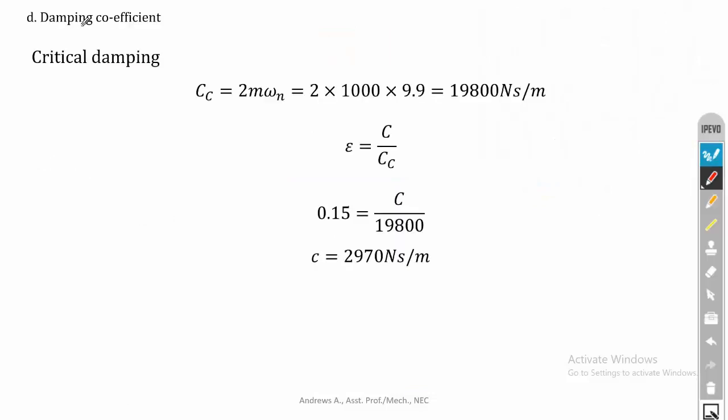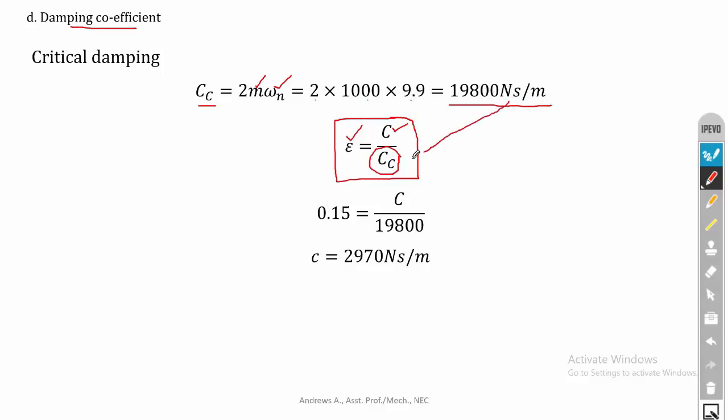Then the last one is the damping coefficient. We know that from the damping factor we can calculate the damping coefficient, that is eta is equal to c by cc. In this, eta we have already calculated, c we have to calculate. So for that you need the value of cc, and we know that the equation for cc is 2m omega n. The m is given in the problem, omega n we have already calculated, so you can substitute that. It is equal to 2 into mass 1000 kg and omega n 9.9. You will get cc, the critical damping coefficient, as 19,800 Newton second per meter.